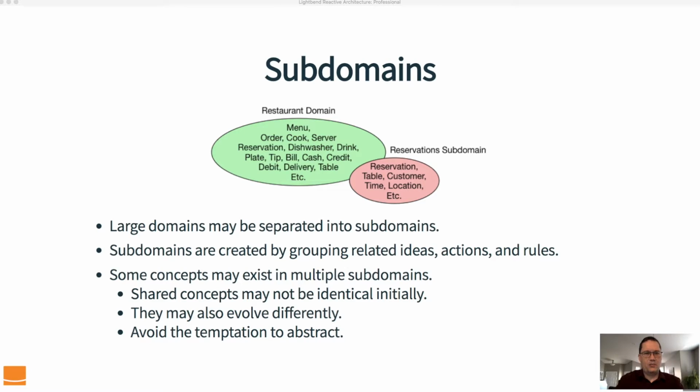Because of that, it's important to avoid the temptation to abstract. We may have a temptation to take the concept of customer and say that, well, we just have one concept of customer and it always looks the same, no matter what subdomain we're working in. But the reality is customer in, say, the reservation subdomain may have details that are unimportant in other parts of the business. Or it may not need details that are important in other parts of the business.